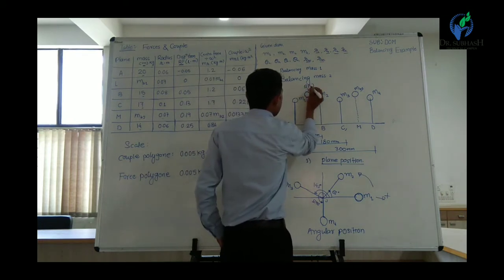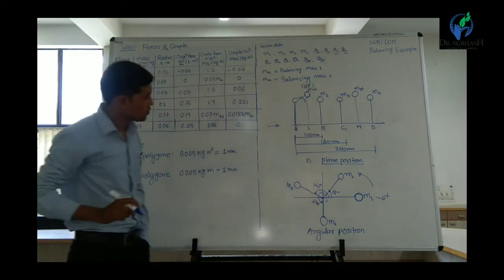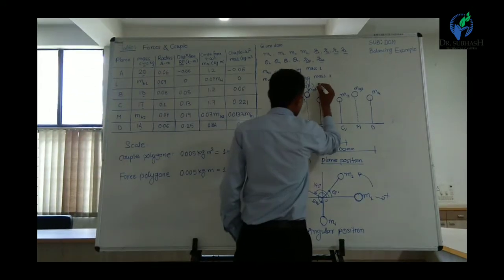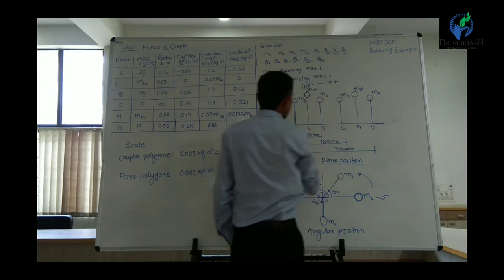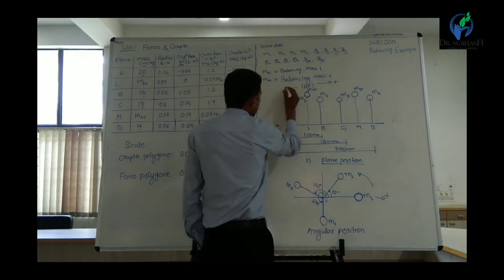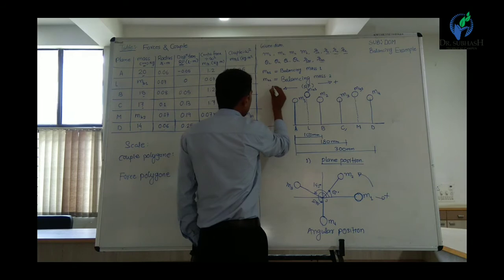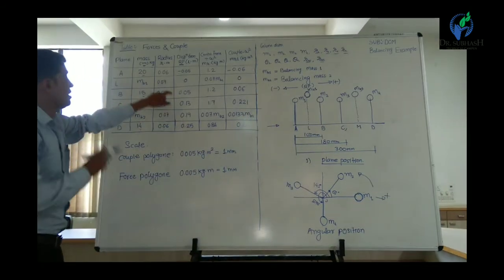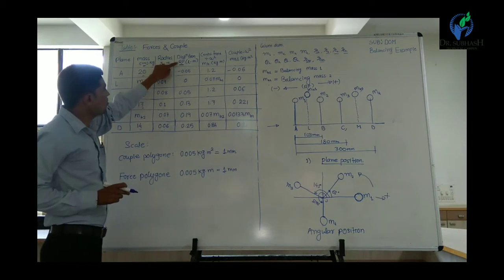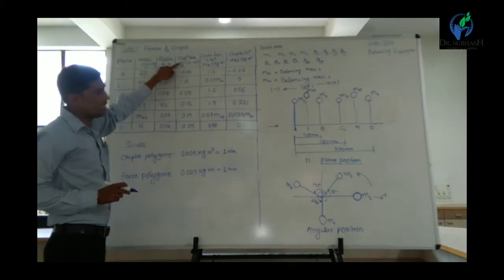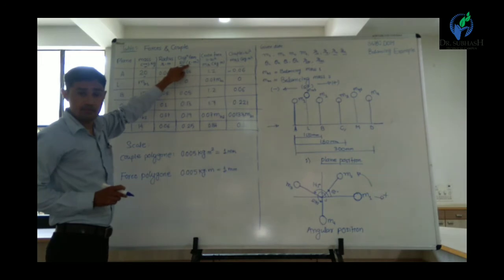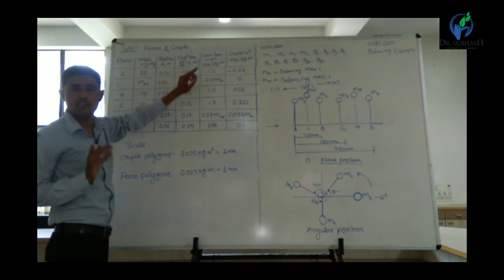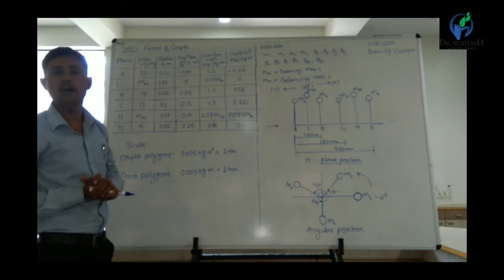So here we write RP. Our L plane is the reference plane. Towards the right direction, we have to consider positive distances, and from the L plane towards the left direction, we have to consider negative distances. Now the fourth column is the distance from RP. It is denoted as small l and the unit is meter. So we consider the distance from the reference plane in meters.